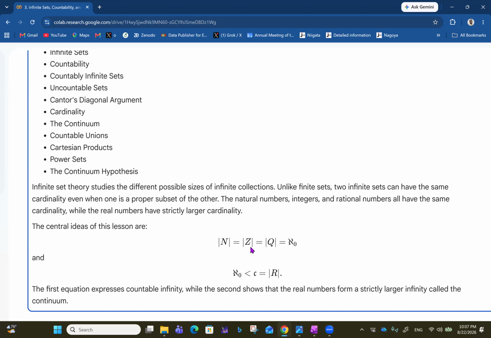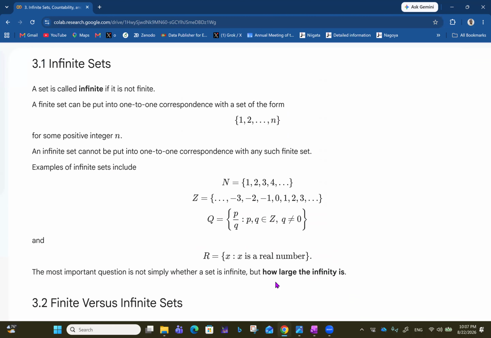So the central idea of this lesson is that the cardinality of the natural numbers is equal to the cardinality of the integers, which is equal to the cardinality of the rational numbers, and that is equal to aleph naught, and aleph naught is less than c, where c is the cardinality of the set of all real numbers. So the first equation expresses countable infinity, while the second one shows that the real numbers form a strictly larger infinity called the continuum.